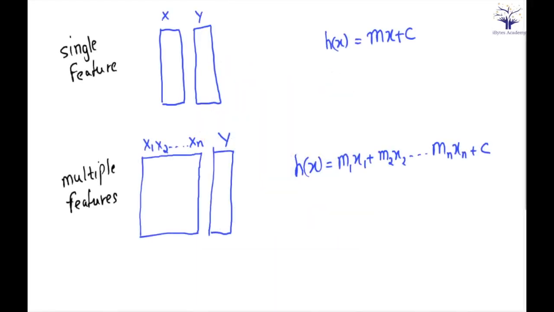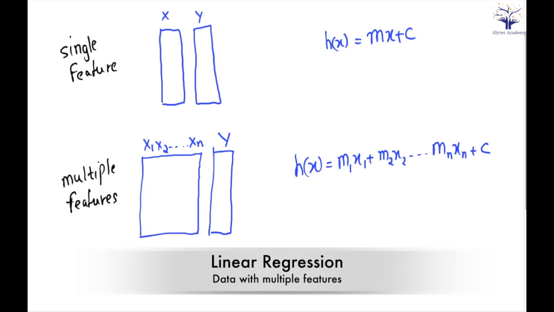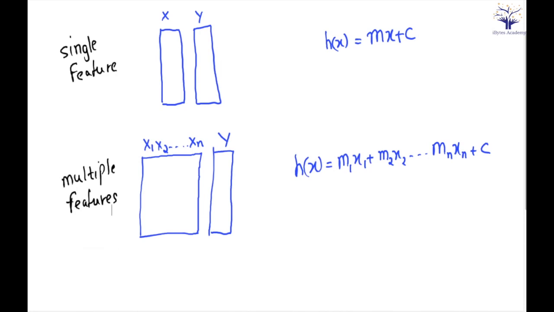Hi, in this session we want to apply linear regression on a bit more meaningful data, that is the one which has multiple features. So for a single feature, we saw that our hypothesis function looked something like this, right? Which we also called the best fit line, right? So our hypothesis function was mx plus c, where x was our only feature in the dataset.